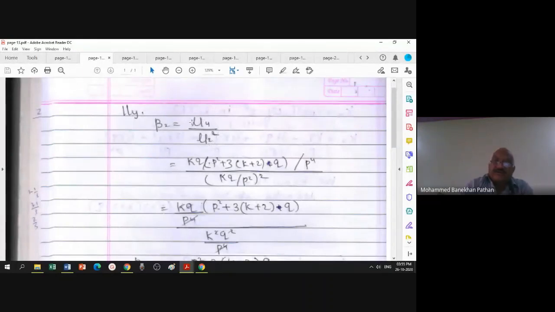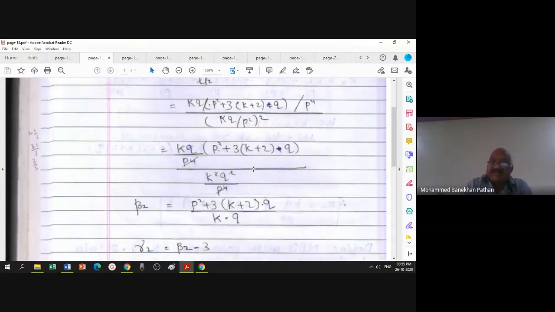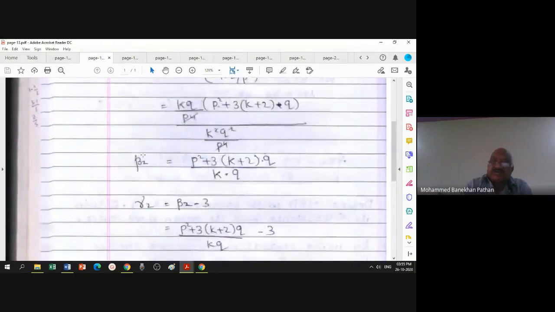Mu4 we developed last time, that is mu4 is nothing but K4 plus 3 times K2 square, and simplified to this expression. Divide by mu2 square, mu2 is a variance, and make a square of this. So K cube by P square whole bracket square. Simplify this. At the end, you will get beta 2 as P square plus 3 times K plus 2 multiply Q divided by K times Q.